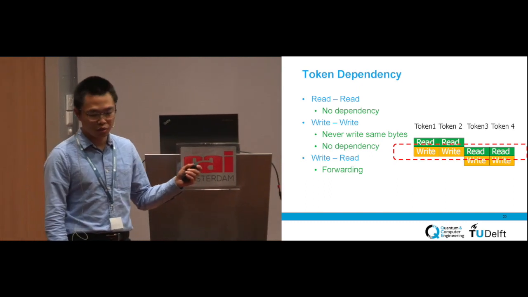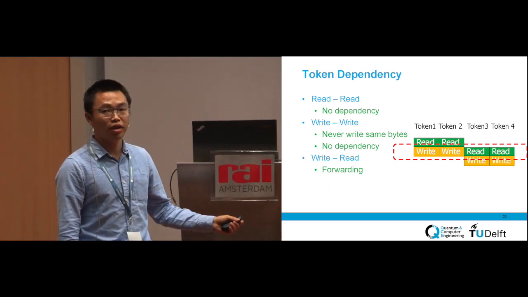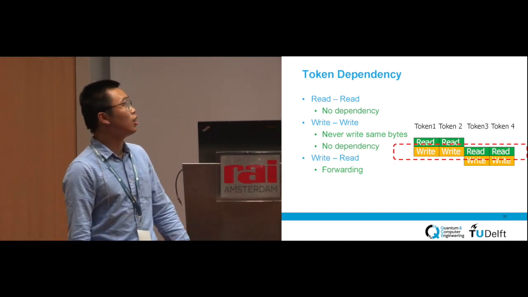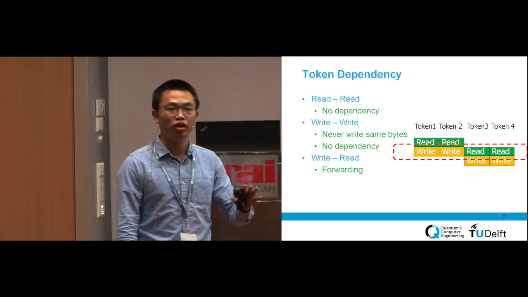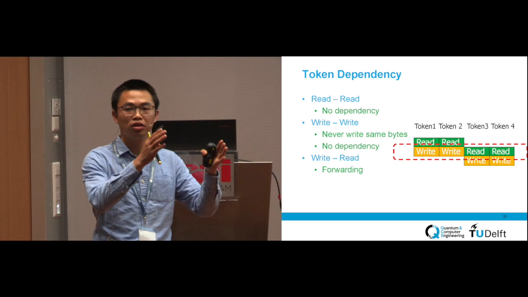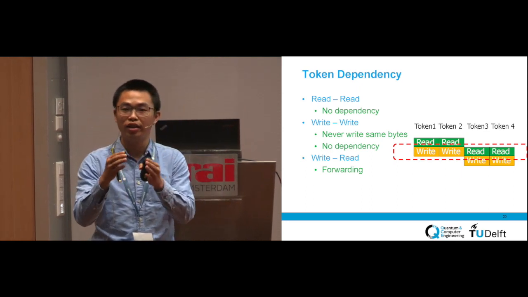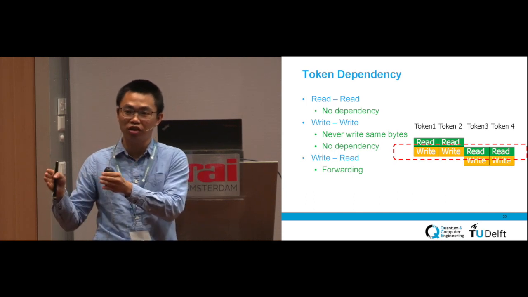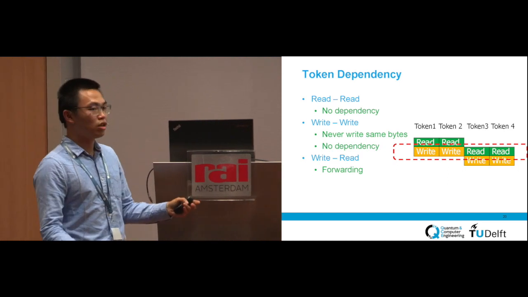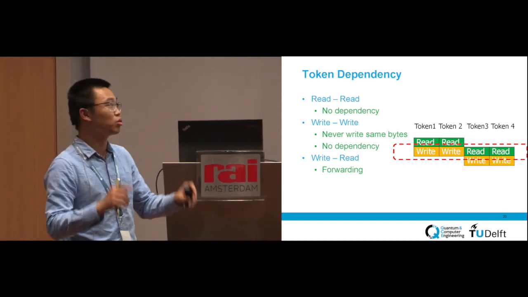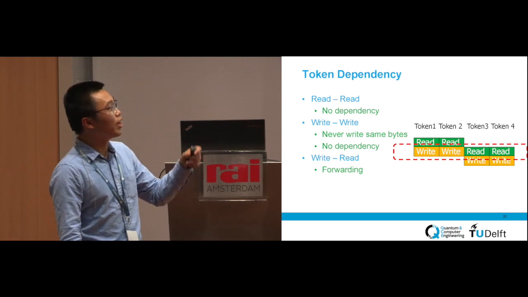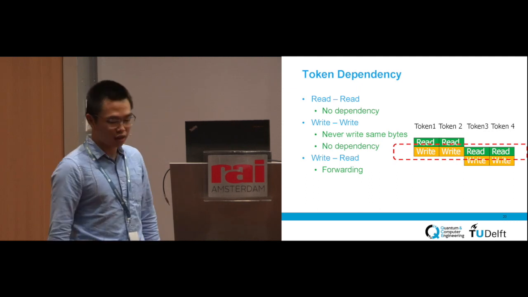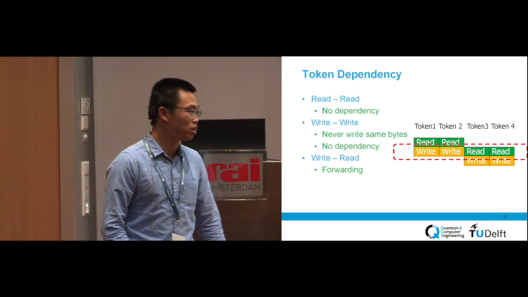So for read, there is no dependency because you don't need to change data. And for write, we found that it never has dependency because you always add the token translation, I mean the data, at the end of the history. So you never write the same byte by two tokens. And for those write and read, you can just do forwarding. It seems that there is no dependency here.